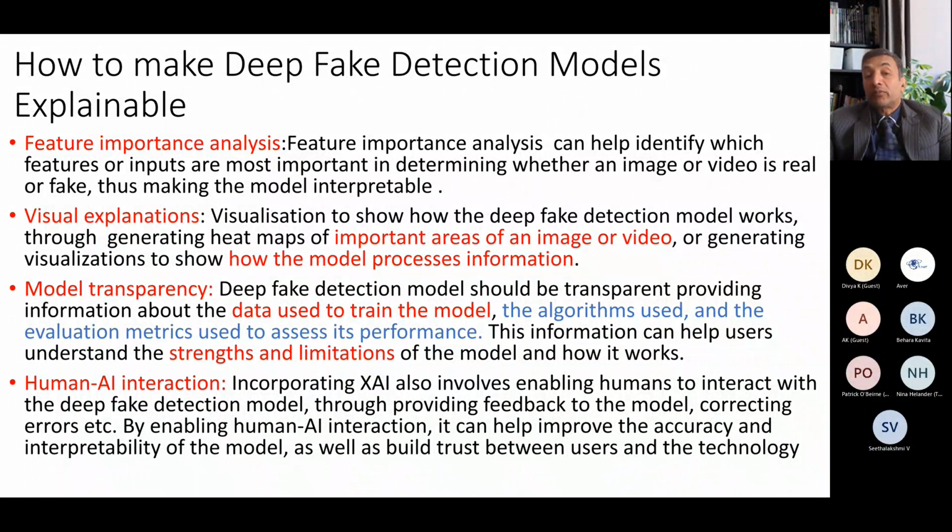The model should be transparent. It should show us what data is being used by the model, what algorithm is used by the model, and what evaluation metric is used for measuring the accuracy of the model. And very importantly, we should have a human in the loop. Human involvement in making the decision is very important, because only if we enable the human in the loop could the model be able to explain.